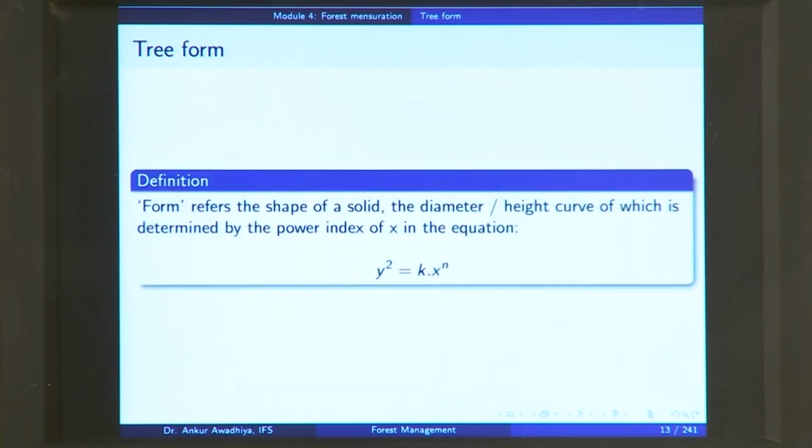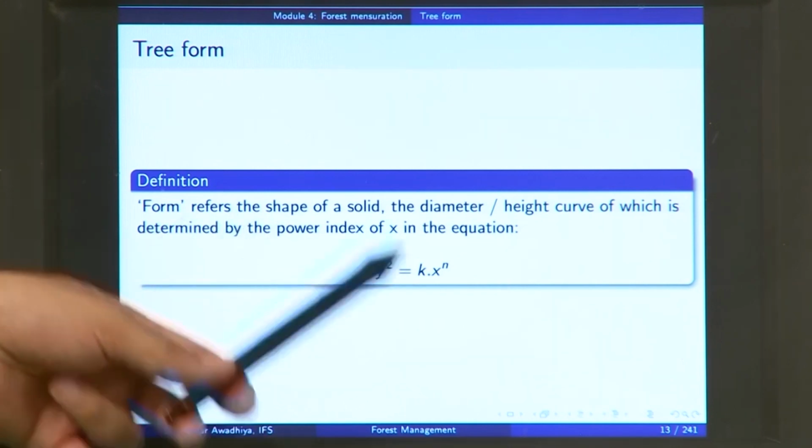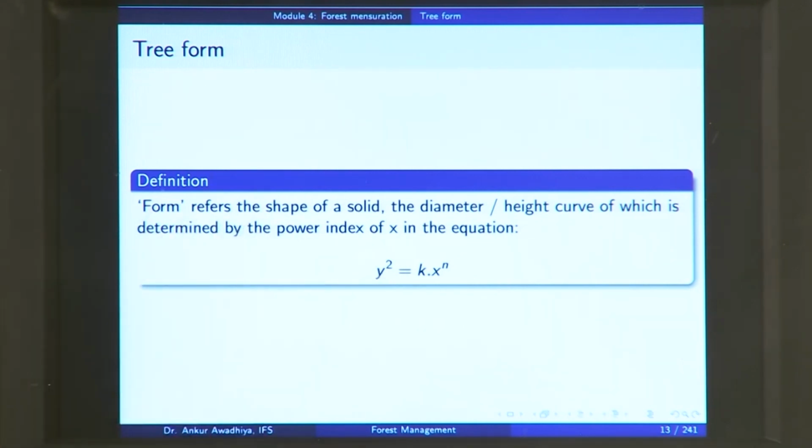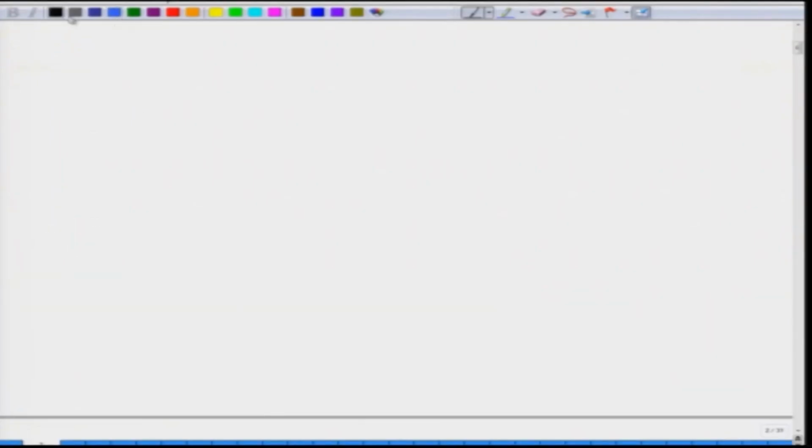Now the shape of the tree is also known as the tree form. So form refers to the shape of a solid, the diameter or girth by height curve of which is determined by the power of x in the equation y square is equal to k x to the power of n. So, what we saw in the previous slide is that the topmost portion was represented as y square is equal to k x square, the middle portion was y square is equal to k x, and the bottommost portion was y square is equal to k x cube.